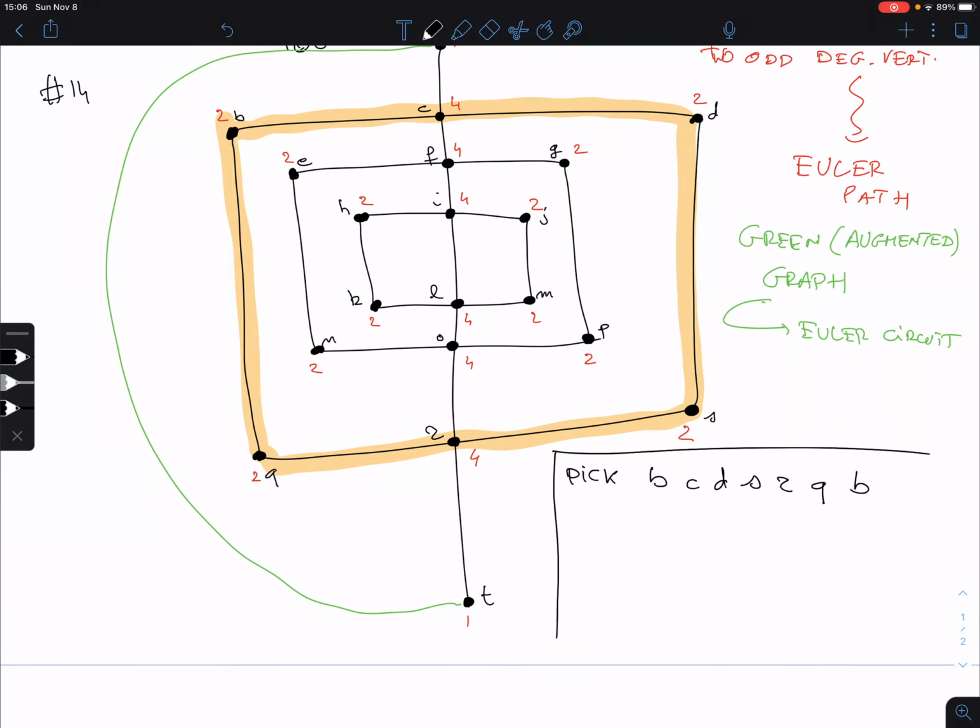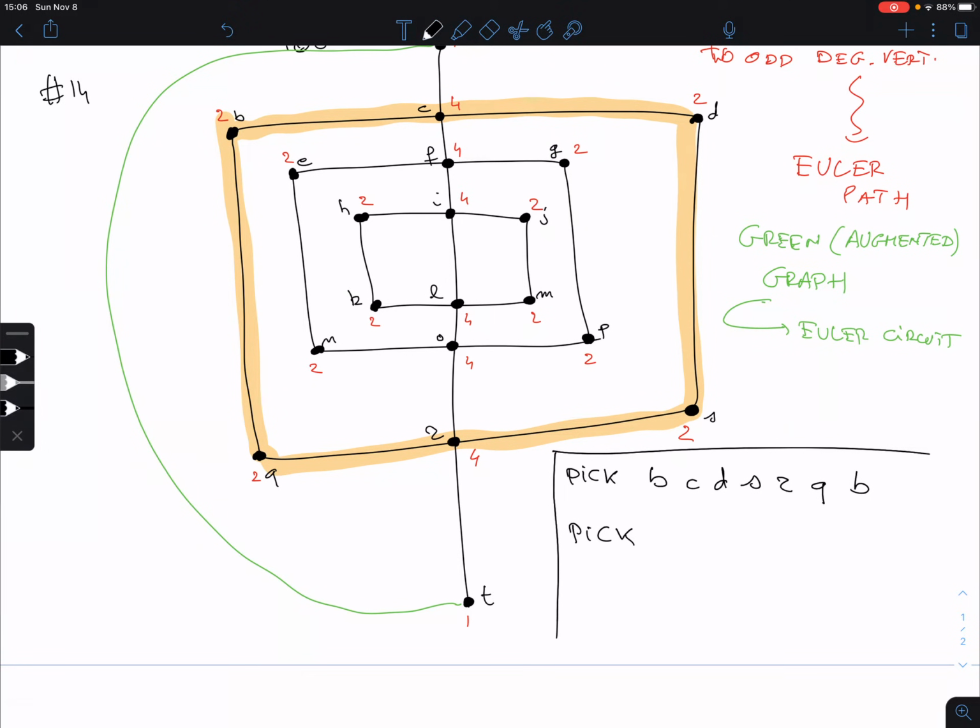What is the next thing? Now we take a vertex that is still in play. B, D, Q, and S, the outer corners, are no longer in play because they have no edges in and out anymore. But I cannot just pick anything. I have to pick something that has already been walked through, and in this case that is C and R. So I'm going to take C.